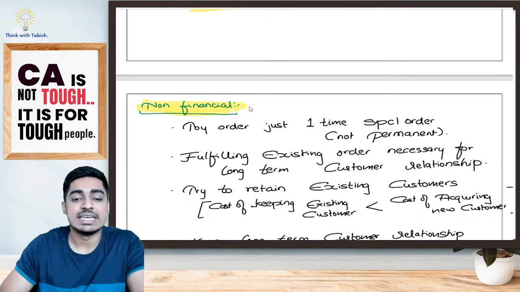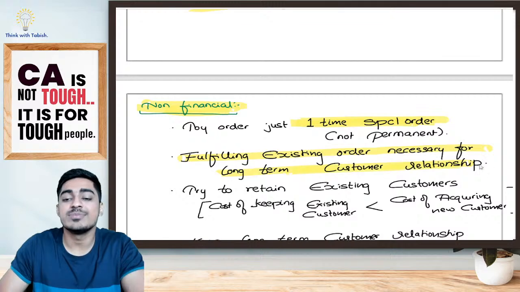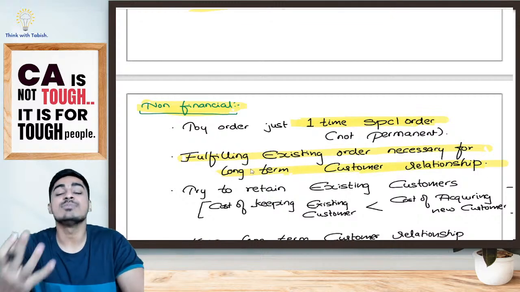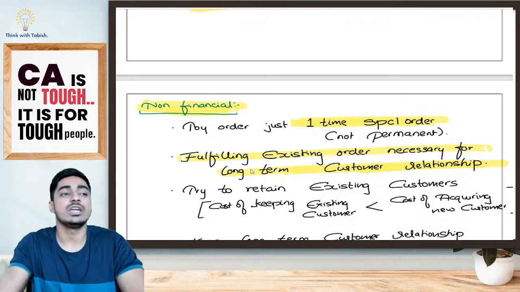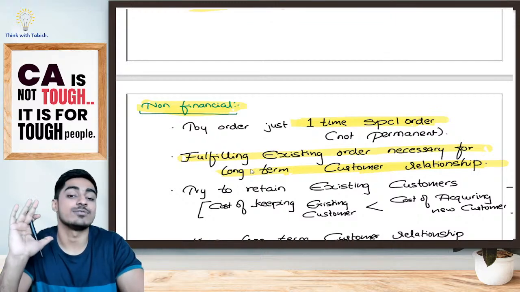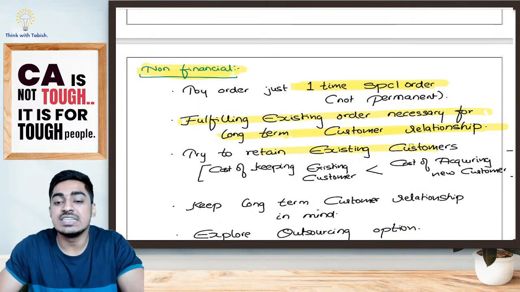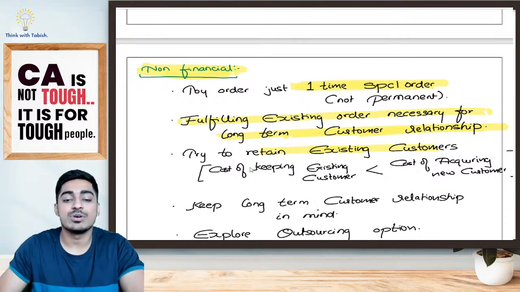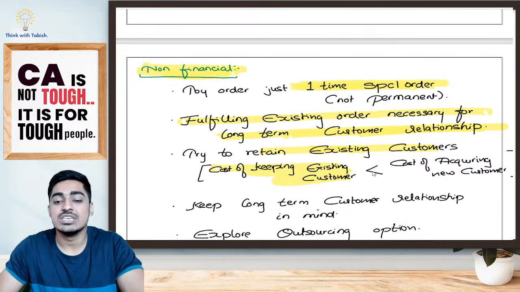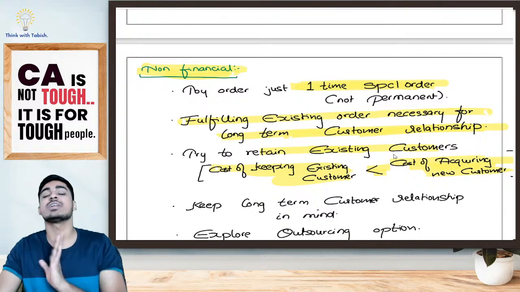So what is the question telling? This is just a one-time special order, not permanent. Fulfilling the existing order is necessary for long-term customer relationship. If we have to be in the business for the long term, we need to give priority to our existing orders, our permanent orders, not to these one-time special offers. What does the company have to do? The company should try to retain its existing customers and keep them happy. Why? Because the cost of keeping an existing customer is always less than the cost of acquiring a new customer. It is much simpler to keep an existing customer happy than to acquire a new customer and keep him happy.